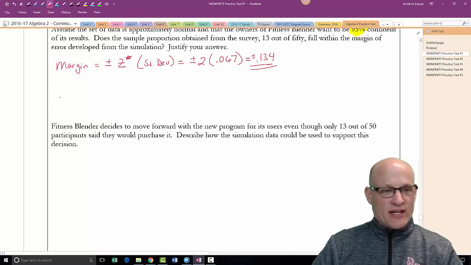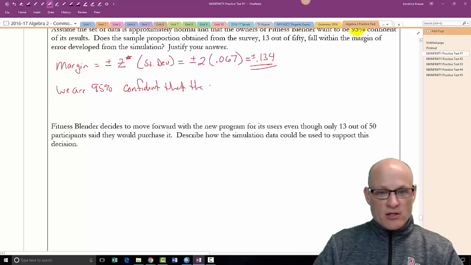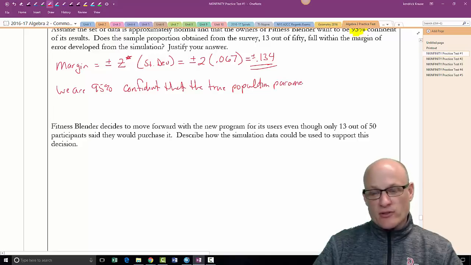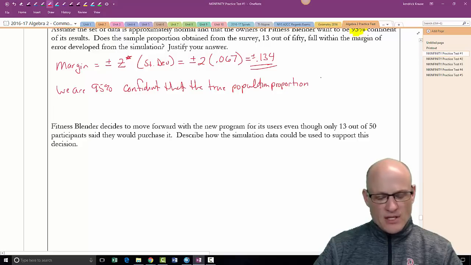So what we can say is this: we are 95% confident that the true population parameter, that's a parameter because it's a proportion, it's a proportion because it's a yes-no question, lies within the interval.